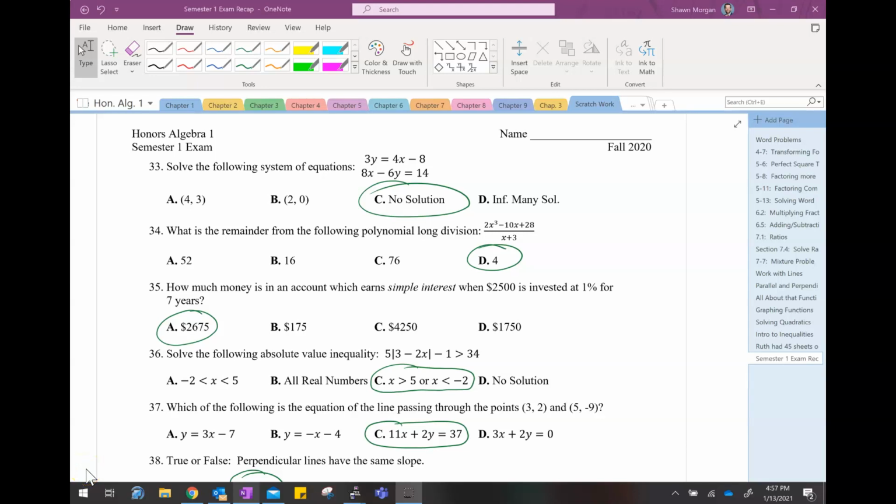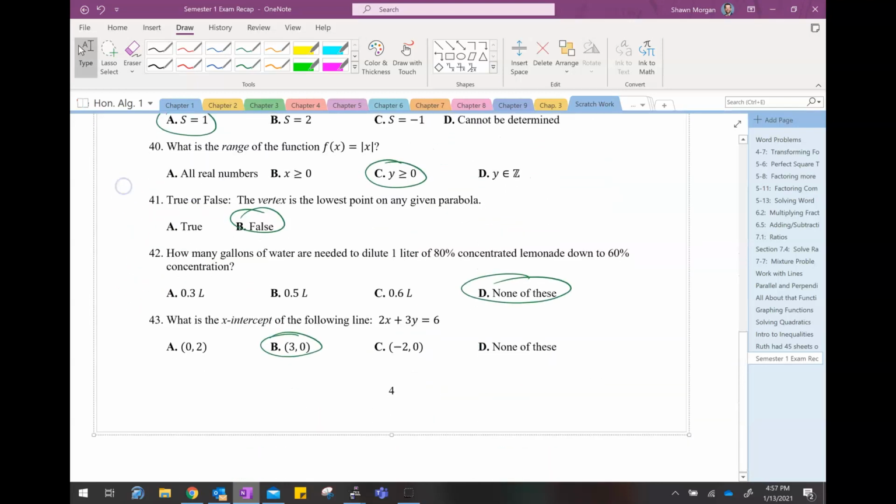Hey guys, I'm glad you're checking this screencast out for a review of some of the harder questions or more frequently missed questions on our first semester exam. We're going to jump right in here. This is the last page of the exam. You guys, it was 43 questions long, so we've got questions 33 through 43 here.